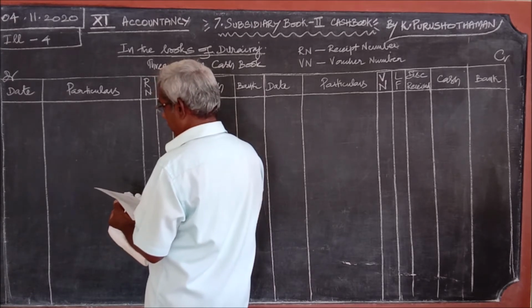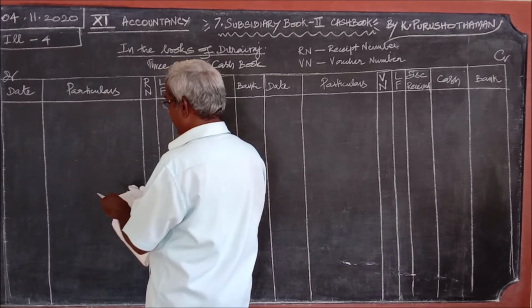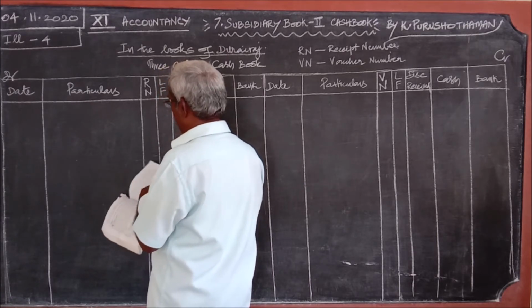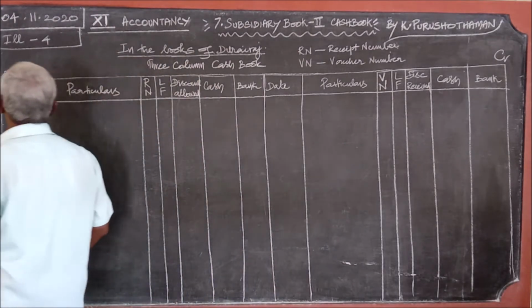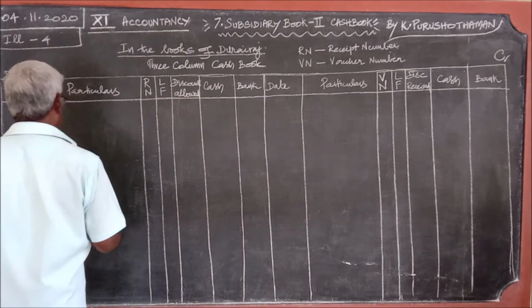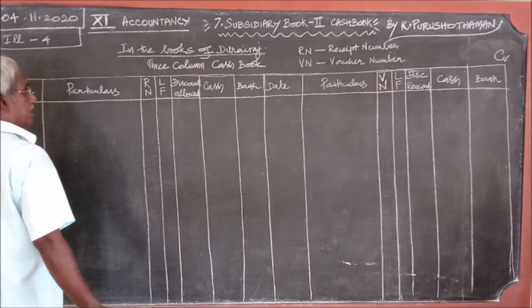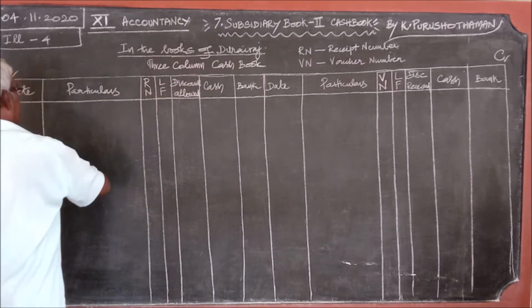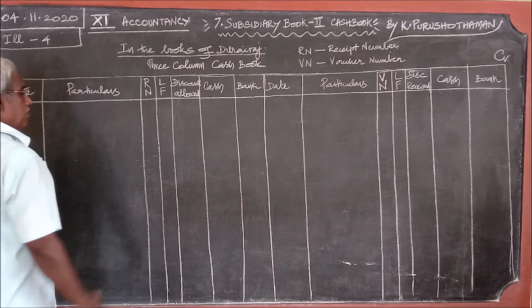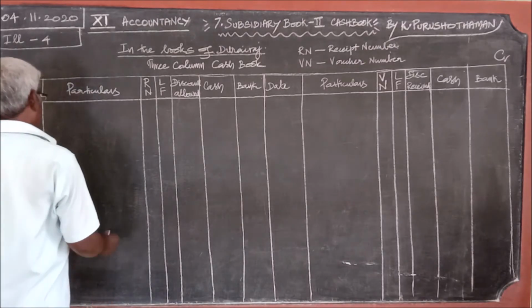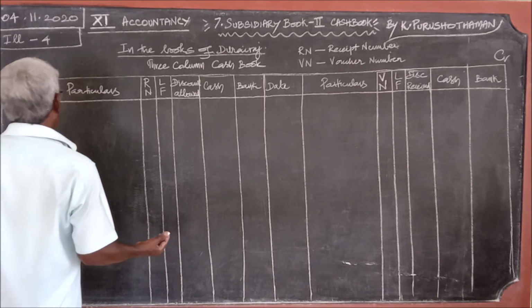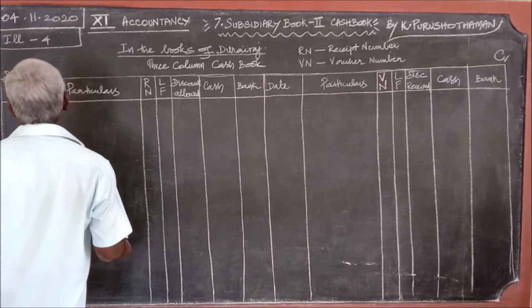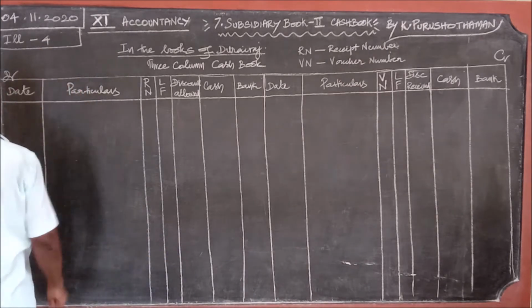What is given in illustration number 4? As usual, there are some differences between the single column and the double column and this triple column. Single column and double column are more or less one and the same except the discount. But 3 column cash book carries some rules. What are they? We will see now while we are doing this illustration number 4.